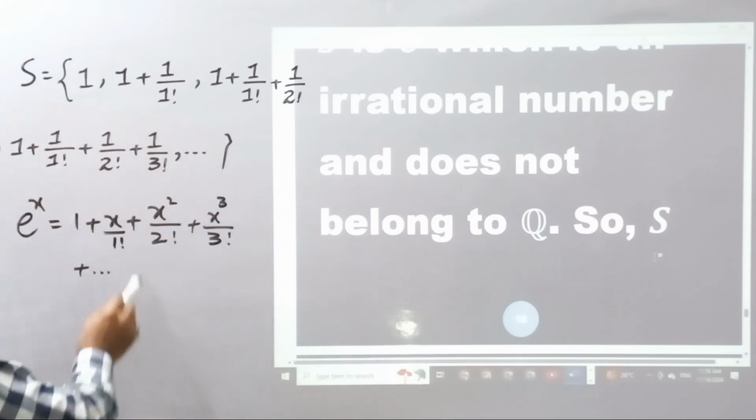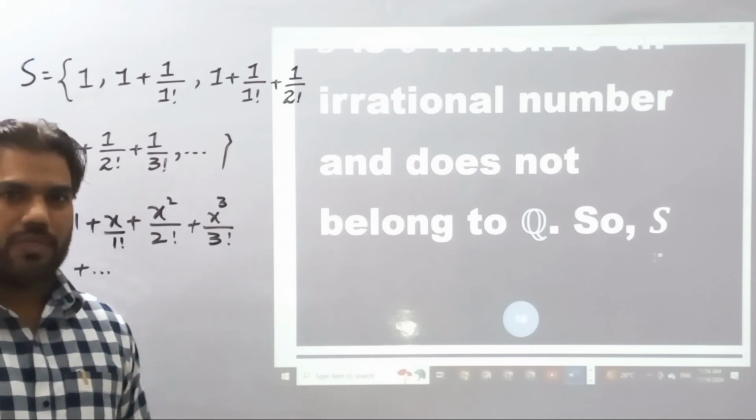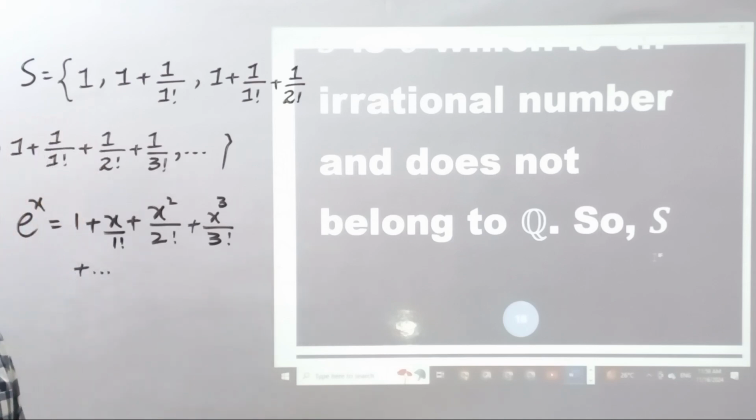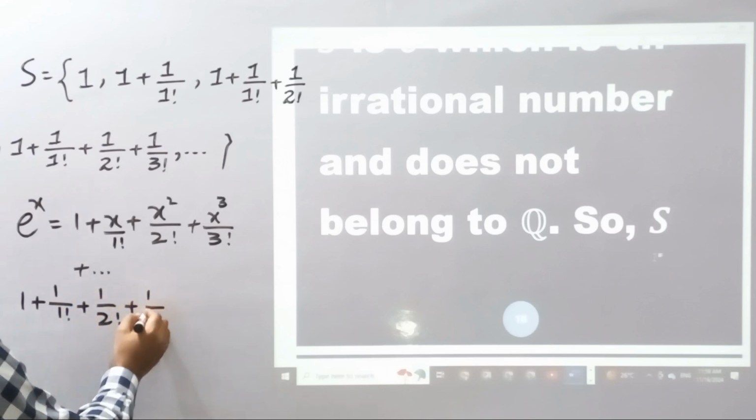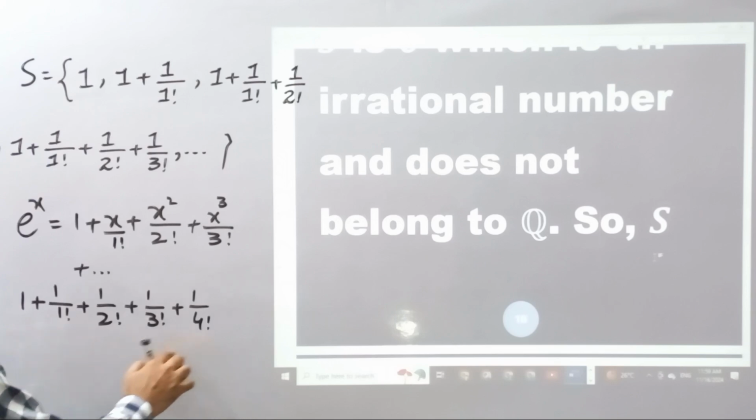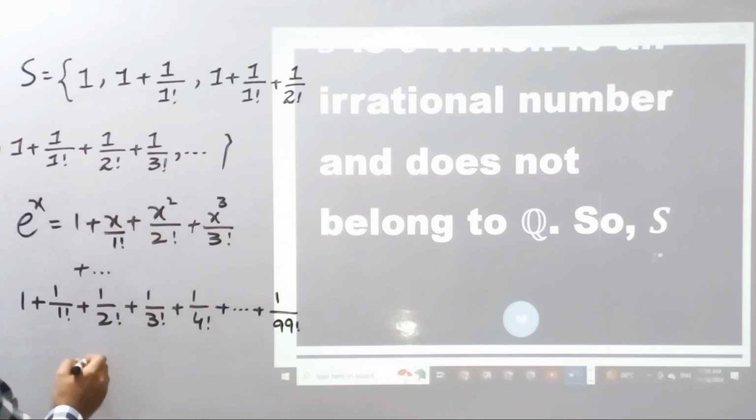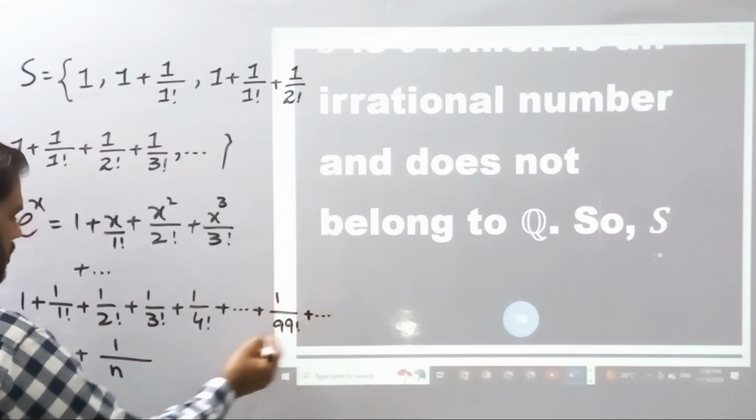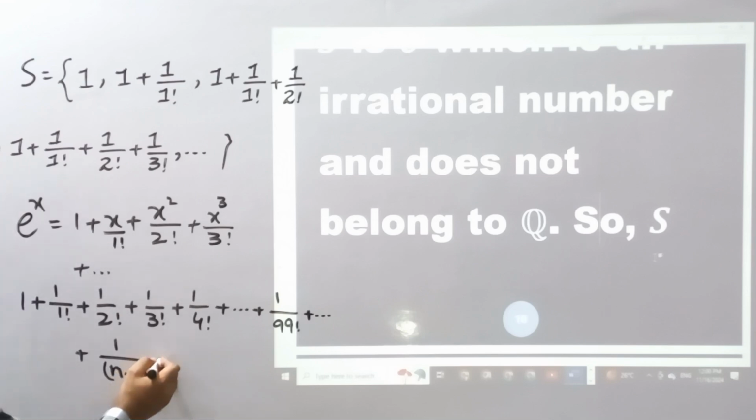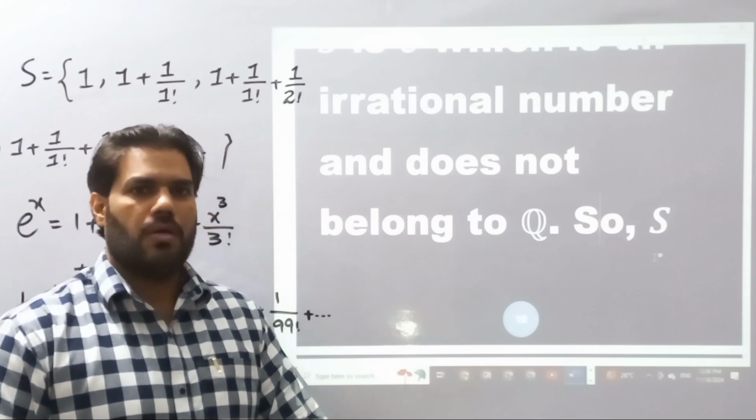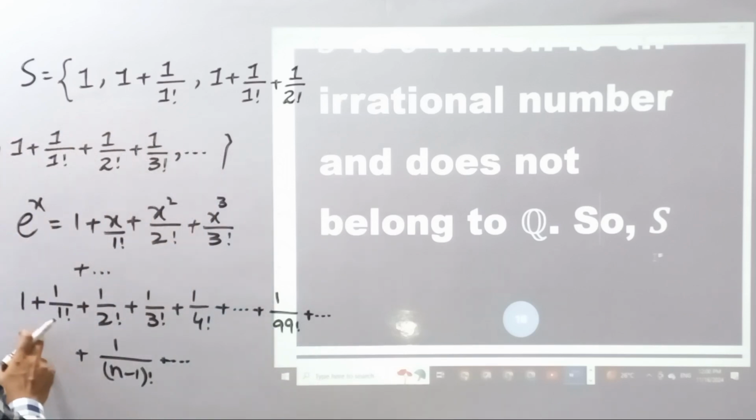What type of numbers belong to set S? The numbers that belong to set S are of this type: 1 plus 1 over 1 factorial plus 1 over 2 factorial plus 1 over 3 factorial plus 1 over 4 factorial. This is its fifth number. If we calculate its 100th number, this will go up to 99 factorial. If we calculate its nth number, this will go up to n minus 1 factorial. So when n approaches infinity, the last number, or infinite number, will be 1 plus 1 over 1 factorial plus 1 over 2 factorial and so on, which is simply equal to e.